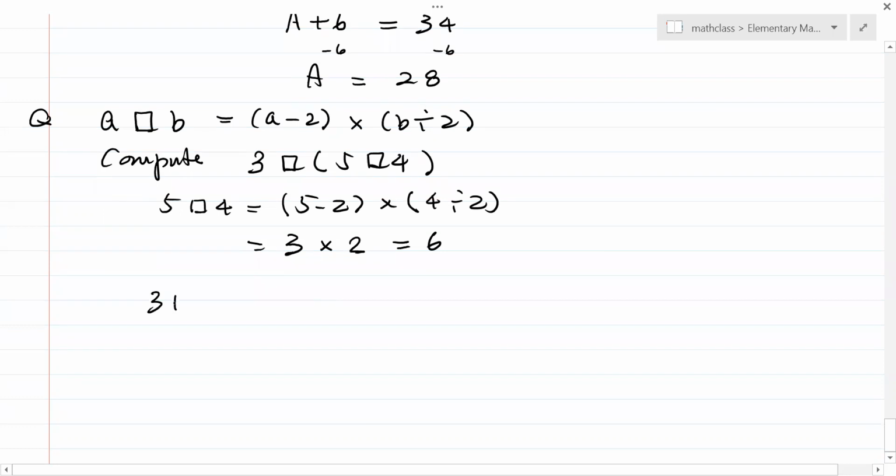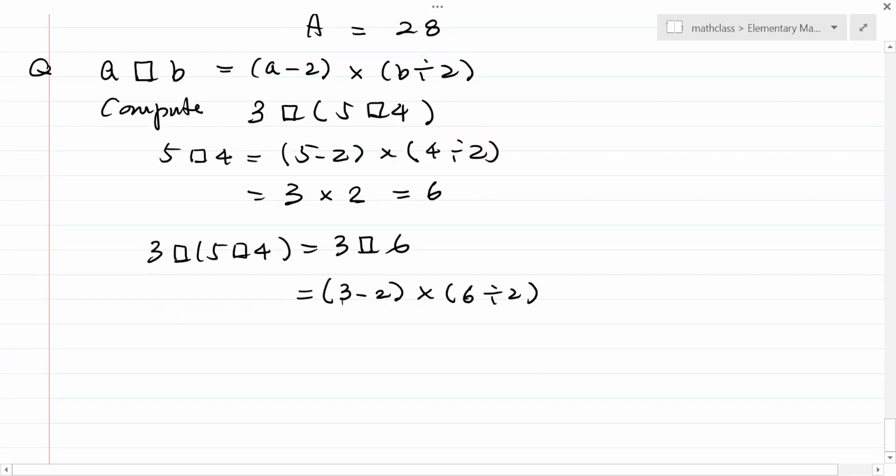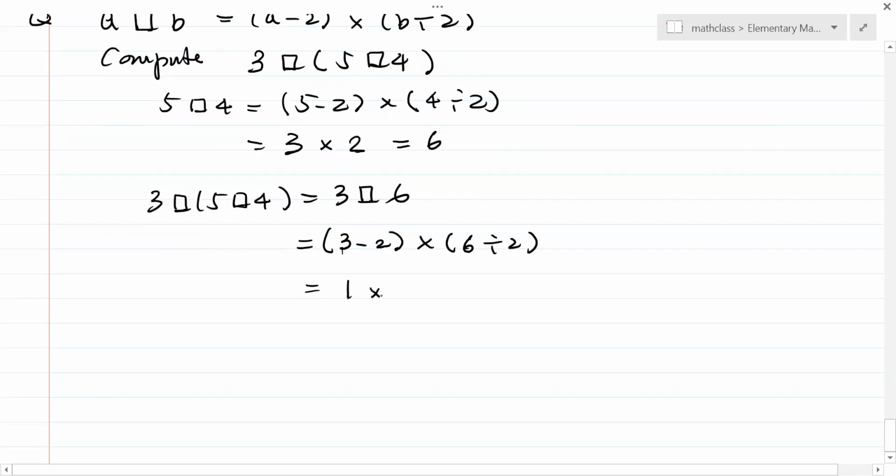Then I put 6 here, okay? Then I use the above formula again. Be careful. A is 3, 3 minus 2. B is 6, 6 divided by 2. Okay, the answer here is 1 times 3. So the answer is 3. Well, somebody got 6. Okay, good job.